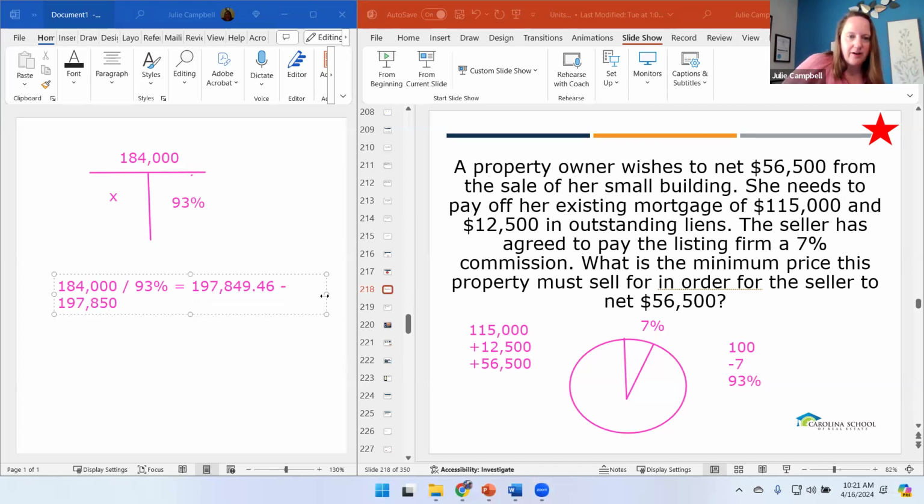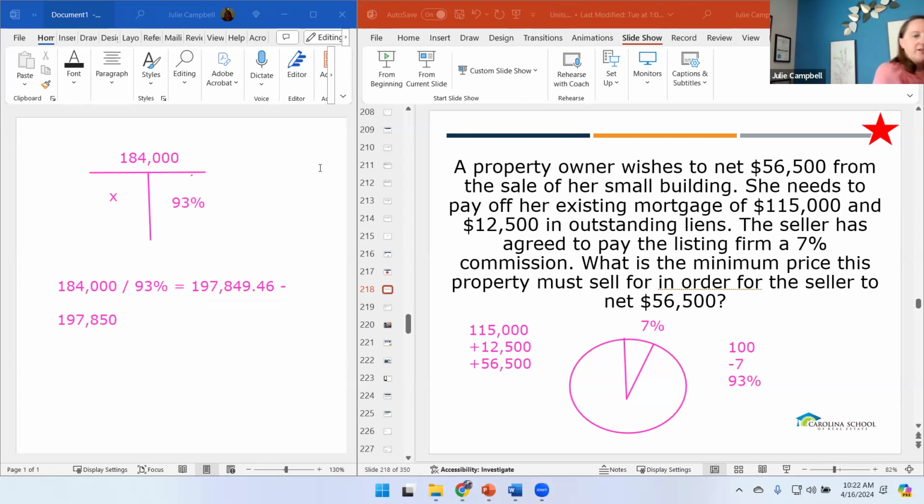I just rounded because it's rare to see a home listed for 197,849.46, but you can. So 184,000 divided by 93% gives me a minimum sales price of 197,849.46. Again, the problem may want you to round. It'll tell you, please don't worry about rounding.